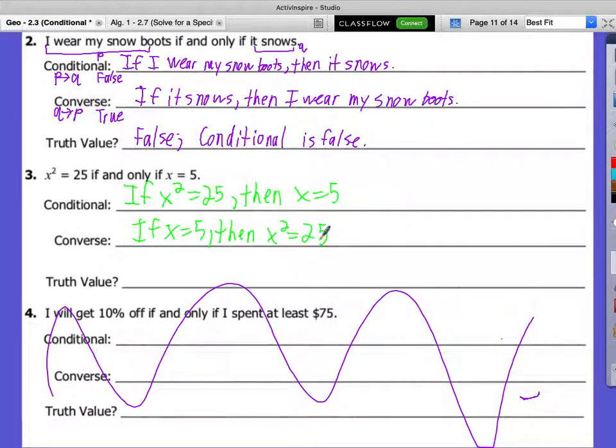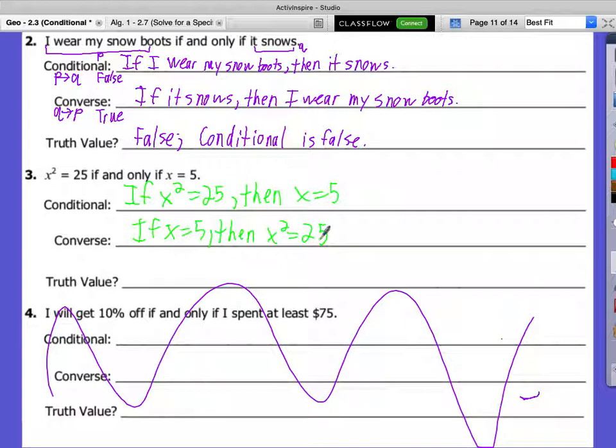Cool. So let's talk about these. I'm going to start with the converse this time. If x equals 5, so let's say this part is true, then does x squared equal 25? If x equals 5, then what's 5 squared? 25. Will you ever get anything other than 25? No, so that's true.